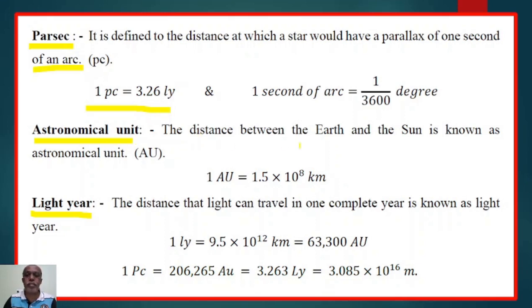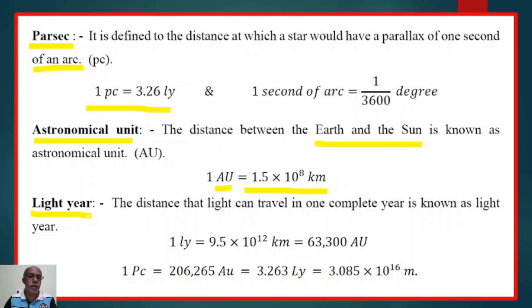It is the distance between the Sun and the Earth. The distance between the Sun and the Earth is called 1 astronomical unit, and that distance will be equal to 1.5 into 10 power 8 kilometer, or 1.5 into 10 power 11 meter. Astronomical unit is abbreviated as AU.